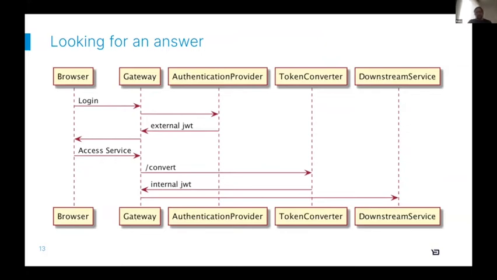So a normal flow with these components is the user logs in with the authentication provider, and the authentication provider provides an external token. If the user wants to access a specific service like payments, the user just calls payments with that external token, but the gateway, before sending the request to the payment service, has a small conversation with the token converter and converts that external token to an internal one. Later, after you have the internal one, the gateway sends the request automatically to the downstream service, in this case, payments, for example. As you can see, the flow is really simple.